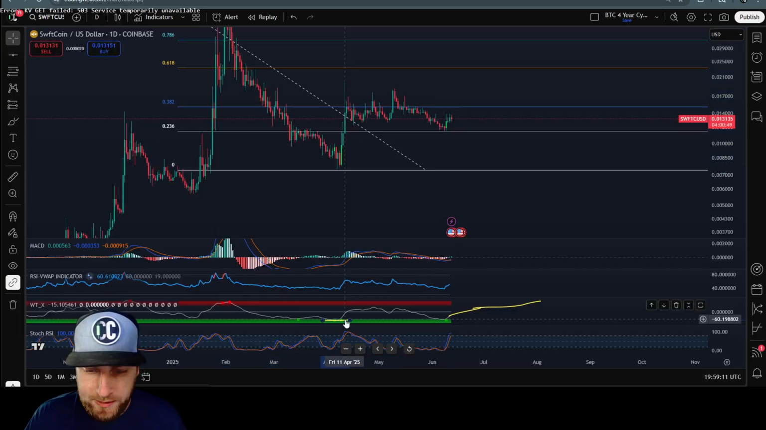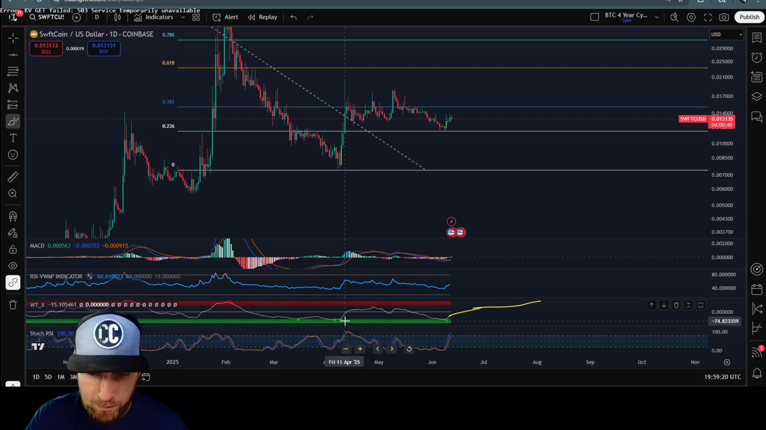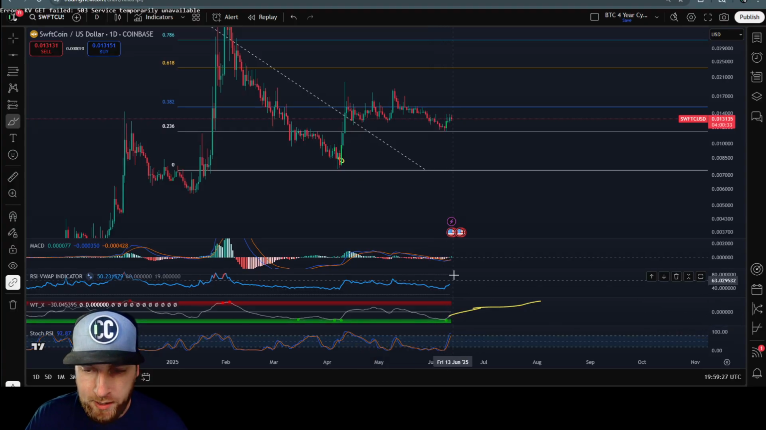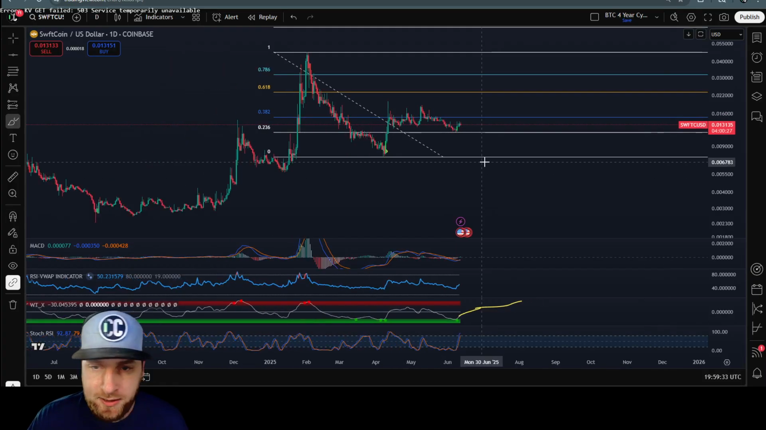The great part is the indicators here looked exactly the same. For example, the indicators right here look exactly the same as they do right now. You had that nice buy signal down here on the WTX, which was this candle, and then you started ascending. You have a similar situation here. You have a buy, the RSI, the MACD, and everything are looking very similar. So possibly the next leg up here for SWFTC is going to be in play.